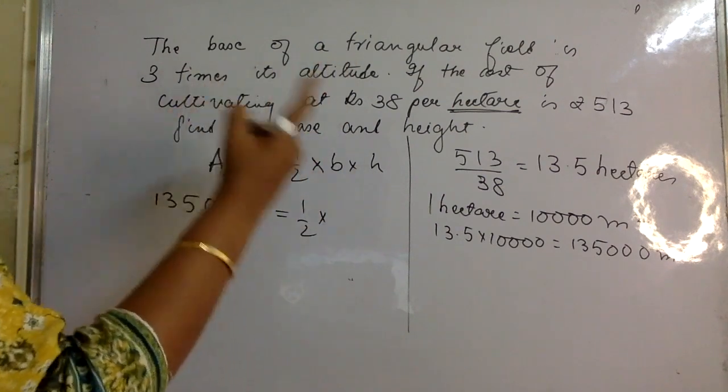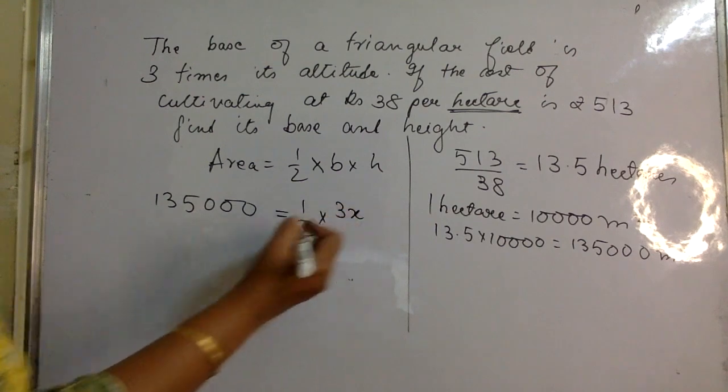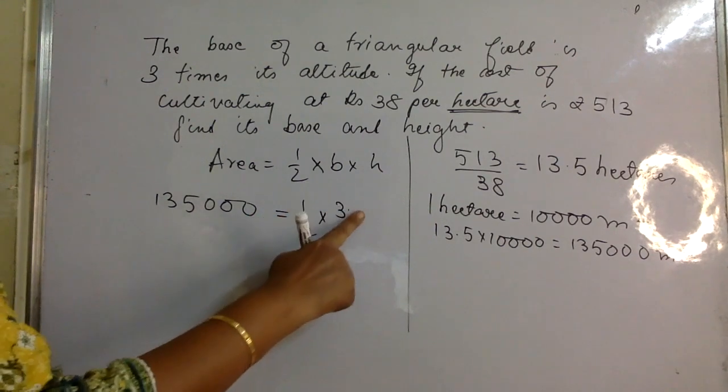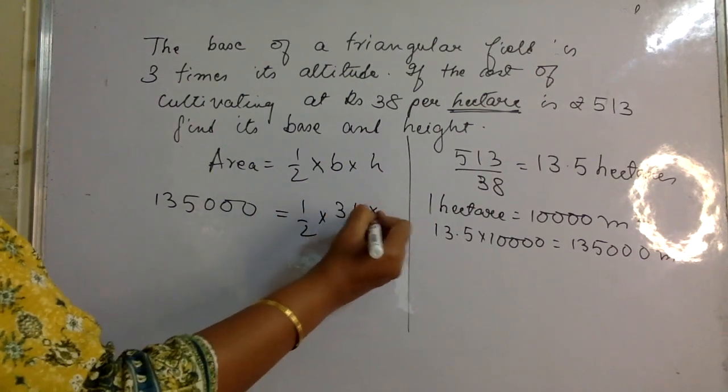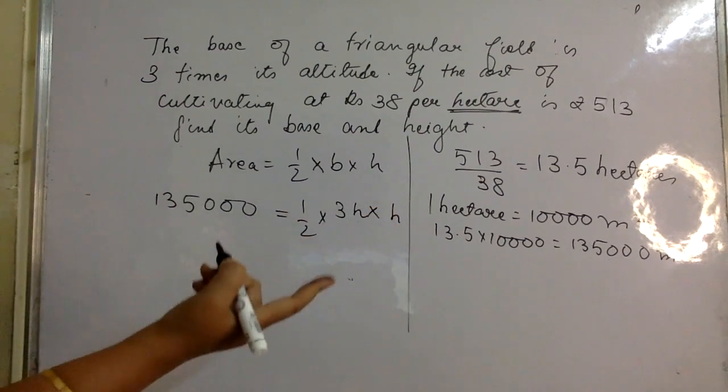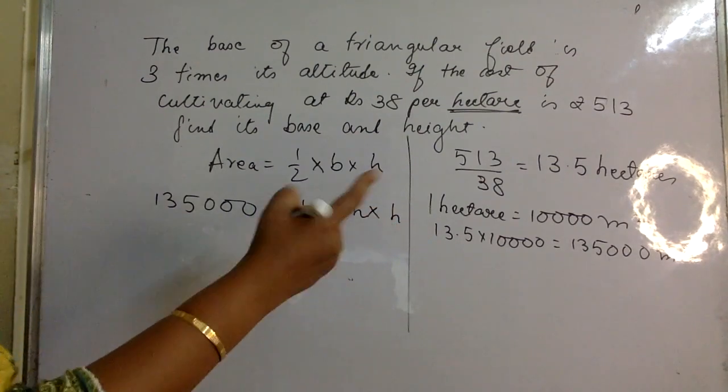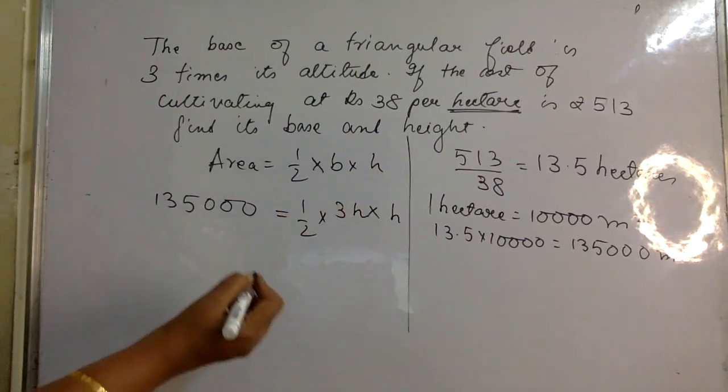Base of a triangular field is 3 times, so 3x. Or let me make it 3h, into h, 3 times the altitude. So height is h and base is 3h. Now how do I solve the question?